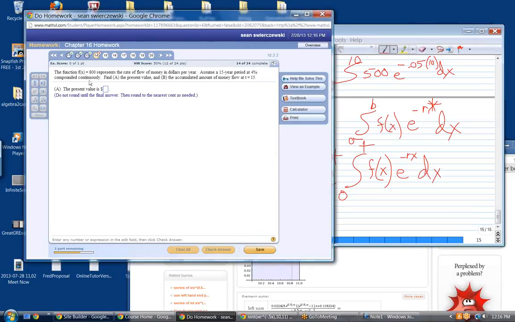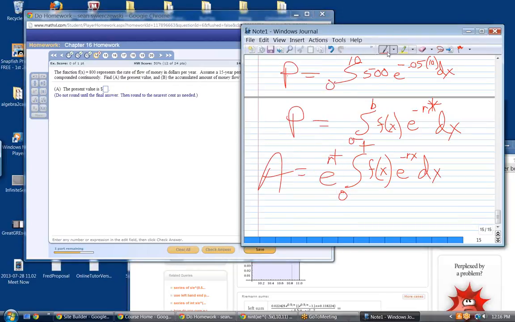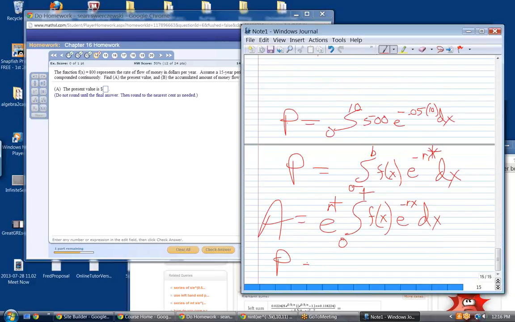assume a 15-year period at 4% compounded continuously. Okay, so let's just write this out. Present value equals the integral from 0 to 15 of f of x, which is 800, times e to the minus 15 times 0.04, which is 0.6. This is e to the 0.6. So that should be our answer. See anything wrong? e to the minus rt, t is 15, r is 0.04, so that's minus 0.6.